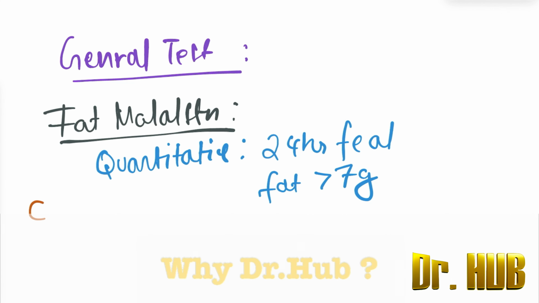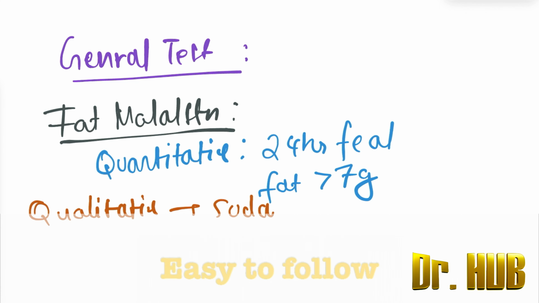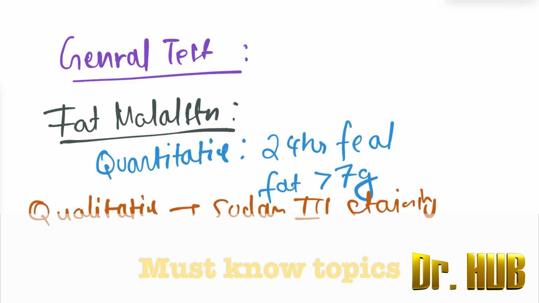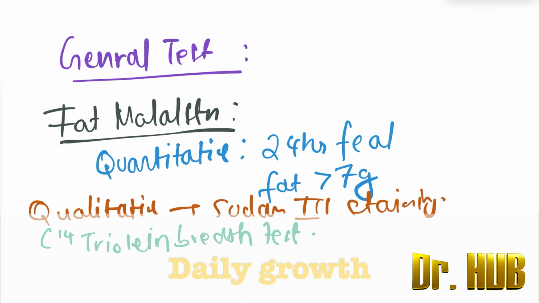After this, there is also the qualitative. Under qualitative, there is the Sudan 3 staining. And after this, there is also the C14 triolein breath test, and the fecal steatocrit.